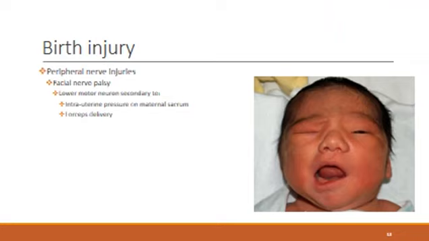When examining a baby, remember to look for symmetry of the baby's facial features. Facial nerve palsy can occur with lower motor neuron lesions, which can happen secondary to intrauterine pressure of the maternal sacrum on the baby's face, or it can follow on a forceps delivery where there's injury of the lower cranial nerve 7.